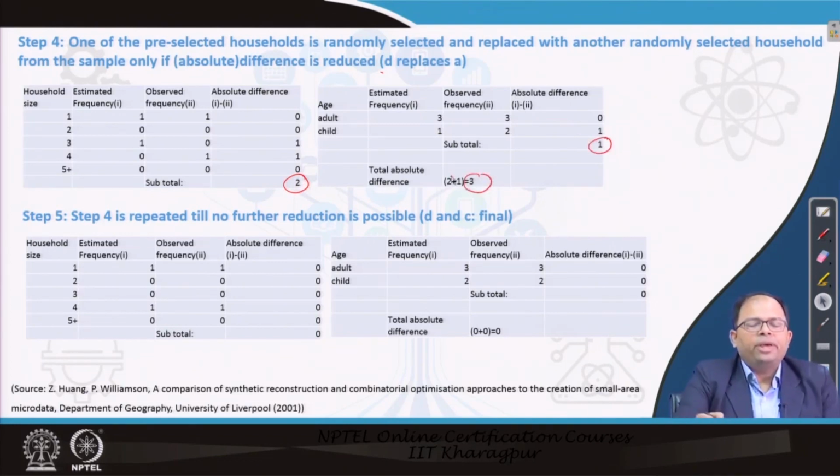So, we keep on doing this till there is no further reduction of this absolute difference. We see that finally D and C are my final selections for this particular zone. So, this is the process of combinatorial optimization for determining the synthetic population for a particular zone.